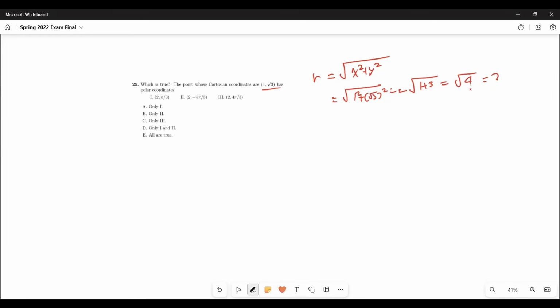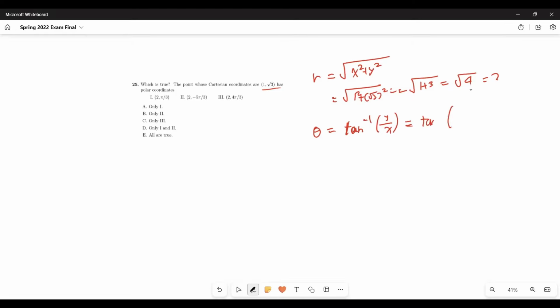Okay, theta is tangent inverse of y over x. Tangent inverse of square root of 3 over 1, which is the same as pi over 3. So that means our option 1 works. Okay, so not B or C.